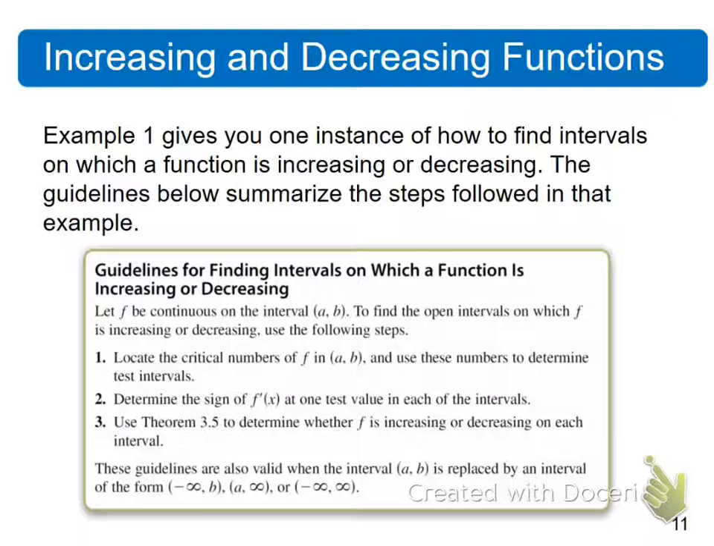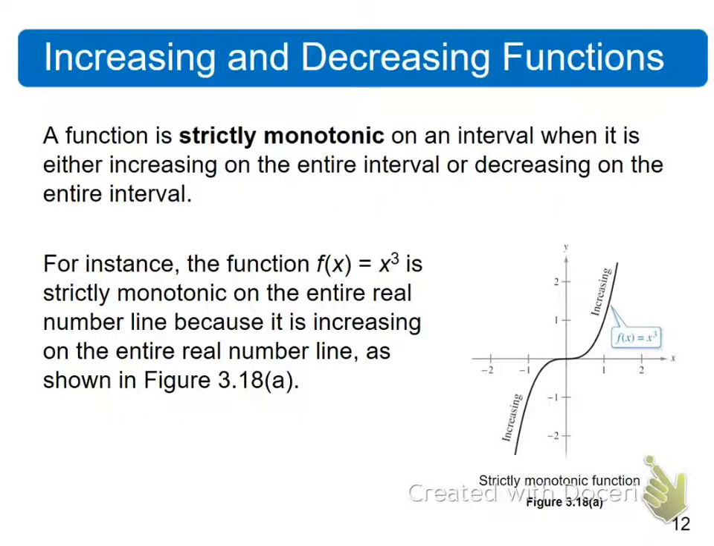So these are the guidelines about how to determine increasing and decreasing functions. I want to throw a vocab word at you guys. A function is strictly monotonic on an interval when it's always either increasing or always decreasing. So that's a vocab word: strictly monotonic means it's always increasing or always decreasing.